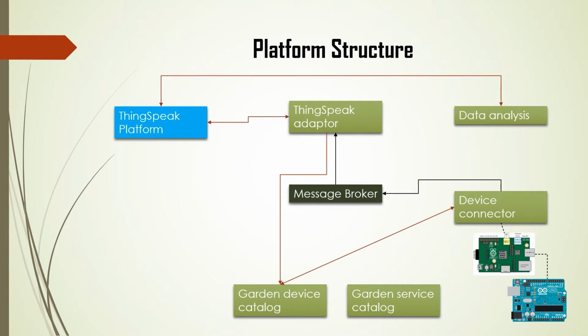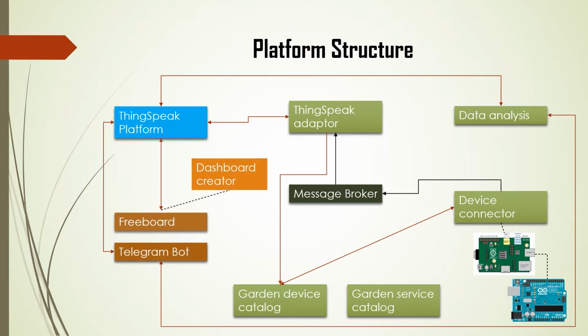The data analysis service can manipulate the data and expose methods to get average daily values. Moreover, it keeps updating a list of critical values for each plant when specific thresholds are reached. Finally, Freeboard and the Telegram bot are the instruments given to the user to monitor their plant's state and take actions.